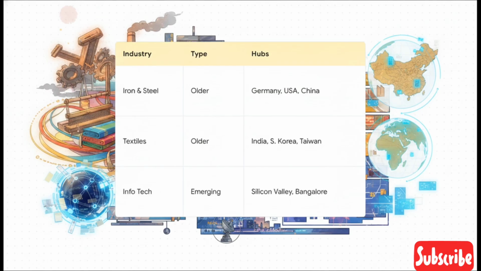Then you have textiles, which historically has been absolutely huge in places like India, Hong Kong, South Korea, Japan, and Taiwan. But completely disrupting this traditional setup is the emerging information technology sector. Unlike the old heavyweights, IT is highly diffused, with massive hubs popping up in places like Silicon Valley in California and Bangalore in India. The old rules of location are literally shifting right before our eyes.